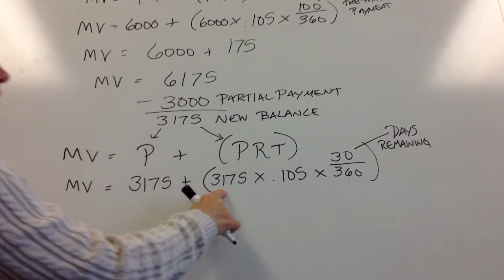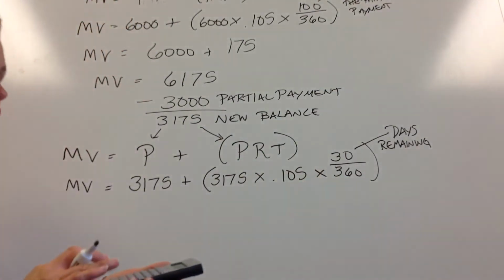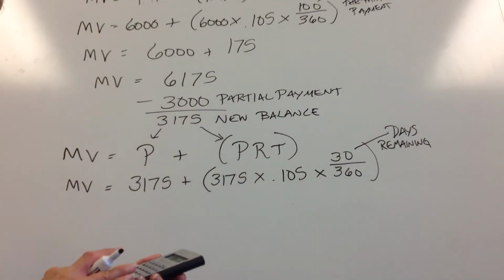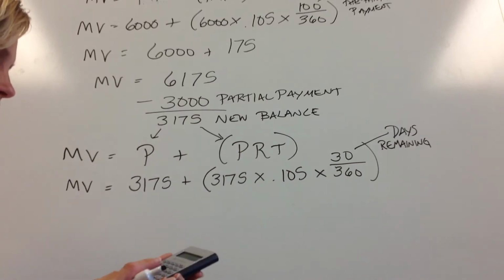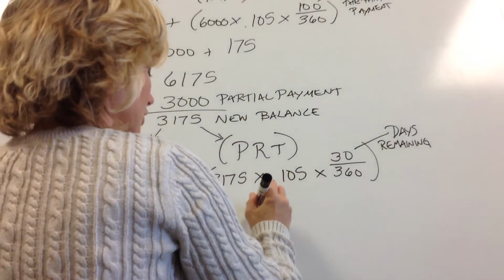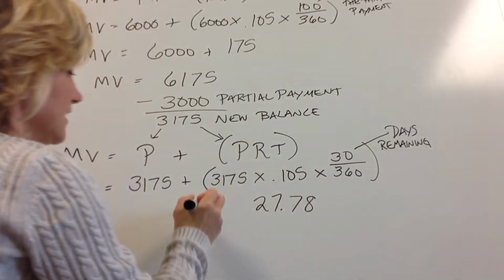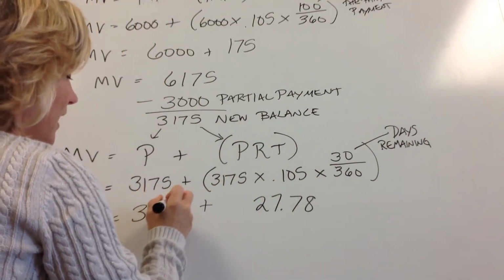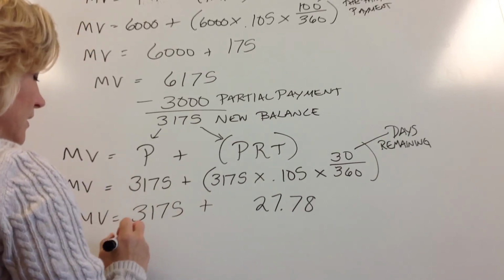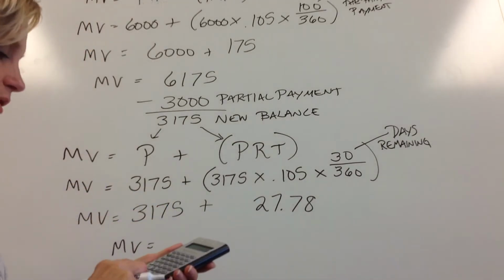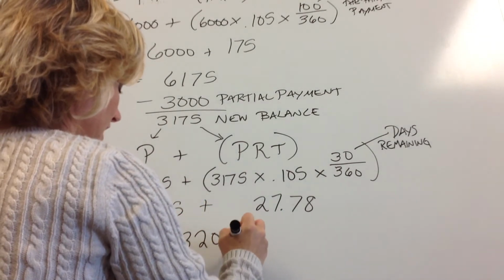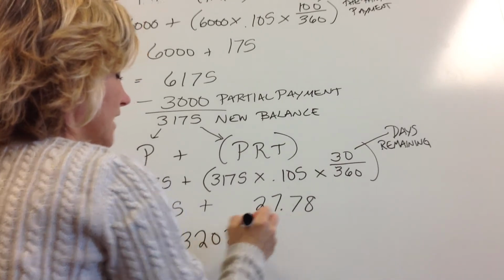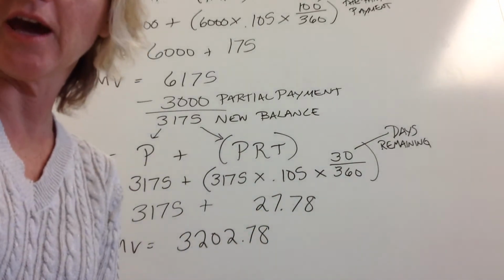So if I multiply everything here in this parentheses, I get the remainder of interest that they can charge me. So $3,175 times 10.5% times 30 divided by 360 gives me interest of $27.78. I can add that back to my principal of $3,175. So at the end of that loan, I'm going to owe $3,202.78. So that's one of the things that they asked for.